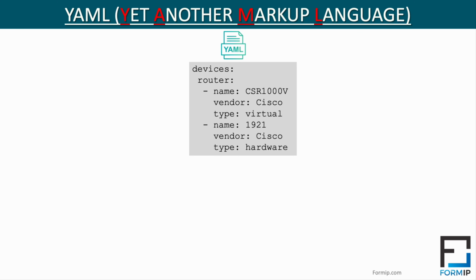YAML, yet another markup language. Now let's move on to the last language, which is YAML. YAML is a language for representing structured data, like XML for example, but in a more natural and less verbose way. YAML is a superset of JSON. This means that a YAML parser understands JSON, but not necessarily the other way around. And YAML is more pleasing to the eye than XML or JSON.